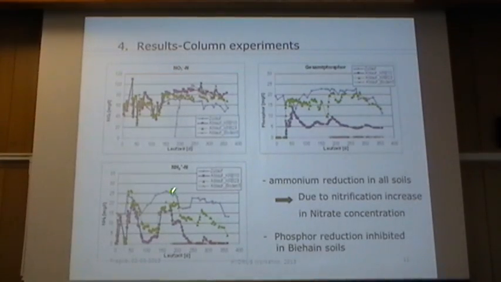So these are the results obtained in the lab, and we observed that ammonium reduction was possible in all soils, but due to the nitrification we had an increase in the nitrate concentration in all the columns. And phosphorus reduction was inhibited in the first 2 soils, but in the last soil, which is medium sandy silt, it was much better. These columns are still running, so it's not ideal.